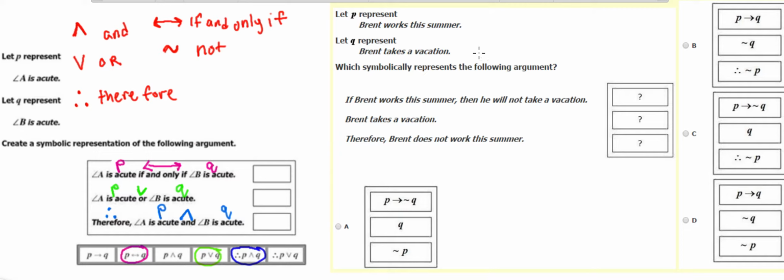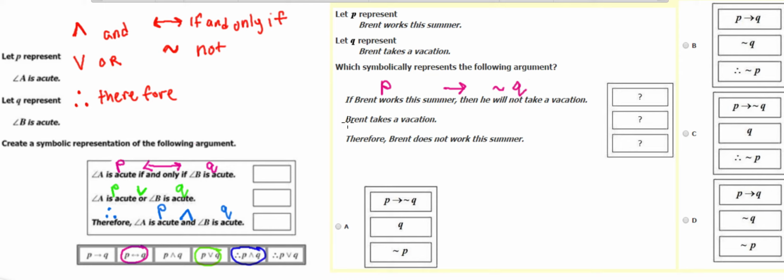Second question over here. Let P represent Brent works this summer, Q represent Brent takes a vacation. Which symbolically represents the following argument. So if Brent works this summer, he will not take a vacation. If Brent works this summer, we said that was what? That's our P. So P, Brent works this summer. P, then he will not take a vacation. So P, then Q. No, it says P, then not Q. So I'm going to write the little squiggly line, Q. P, then not Q.